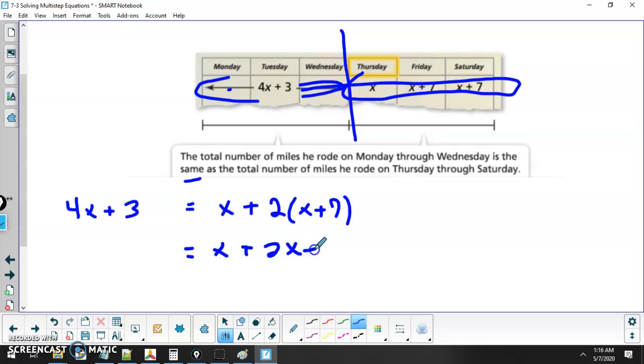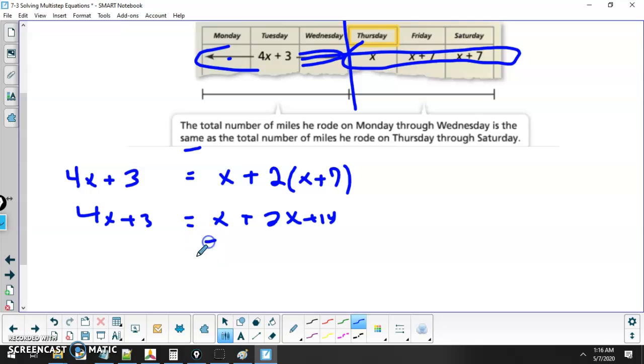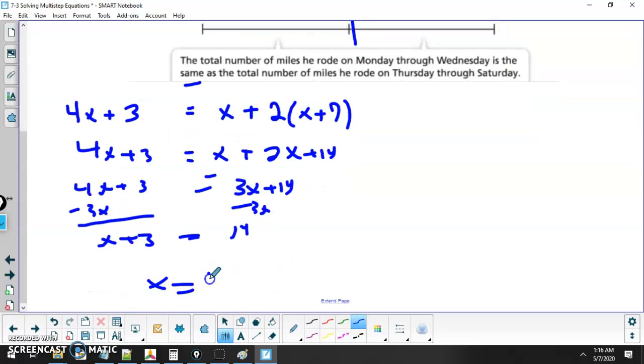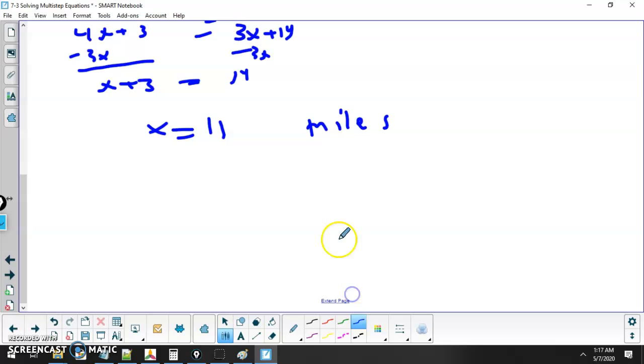x plus 2x plus 14. And you'll have 4x plus 3. Combine like terms on the right side. So you'll have 3x plus 14 equals 4x plus 3. And then you're going to subtract the 3x. So you have x plus 3 equals 14. And then x is equal to 11. So this means that he rode 11, and it's always good to label your answers, miles on Thursday.